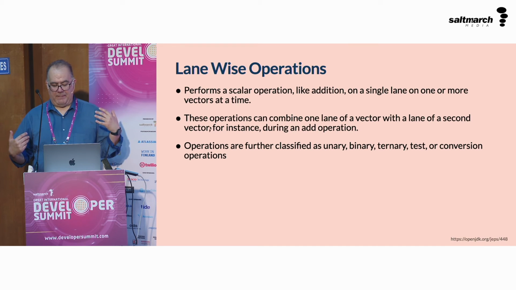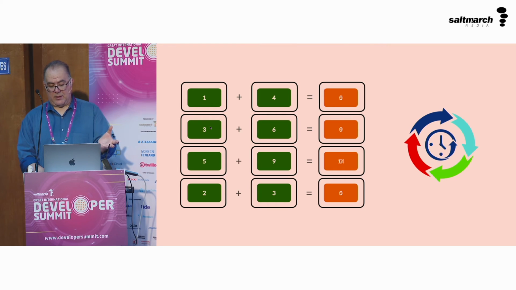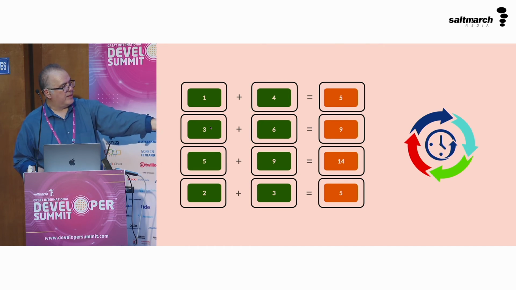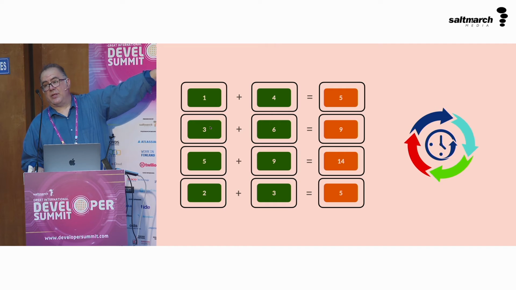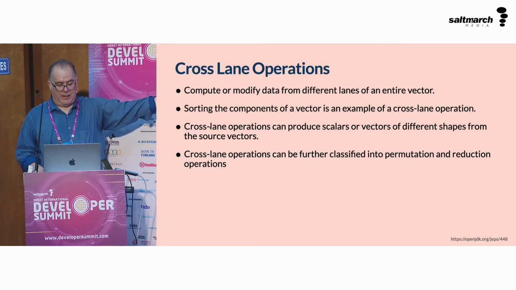Okay? And so operations are further classified. You could do unary, binary operations, ternary, test, conversions. Everything like that is going to stay within its lane, right? Like this one here is just an example of everything staying in its lane. The vectors are the columns, or at least I made the columns. The row here is going to be the lane. As far as this computation goes, everything again stays in its lane, right? And that's what that lane computation is going to be.